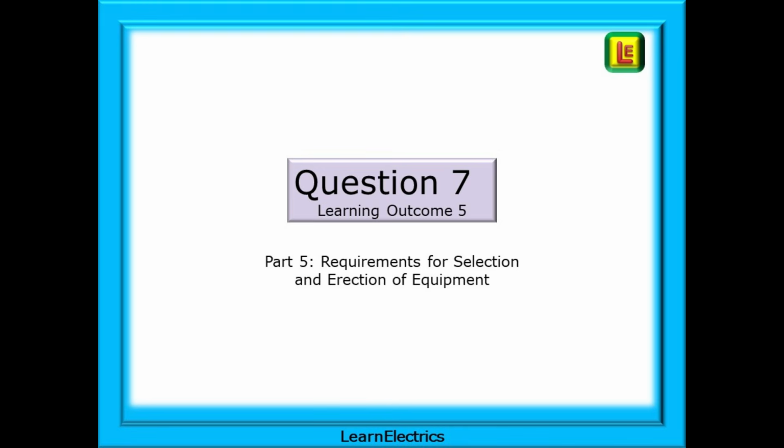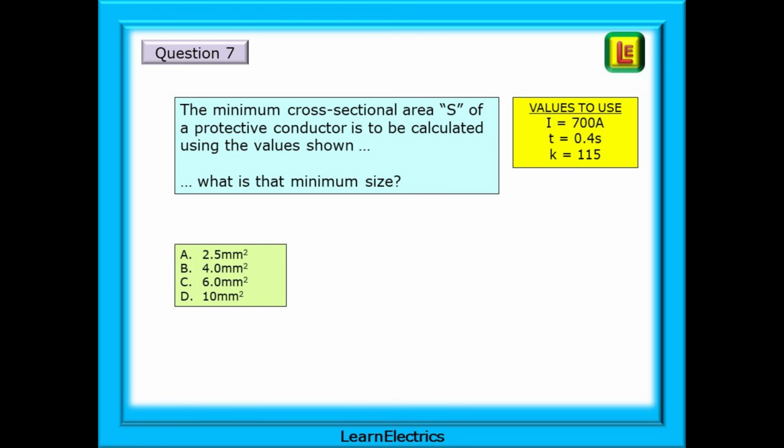Question 7 is also on part 5 of the regulations book. This time you will need to use a calculator. Let's look. The minimum cross-sectional area, or S, of a protective conductor is to be calculated using the values shown. What is the minimum size that should be selected from those 4 on offer? Pause the video and attempt an answer.